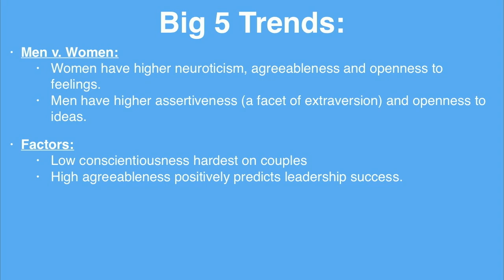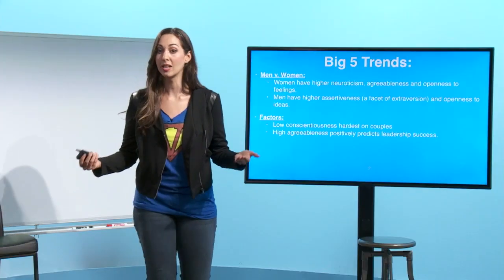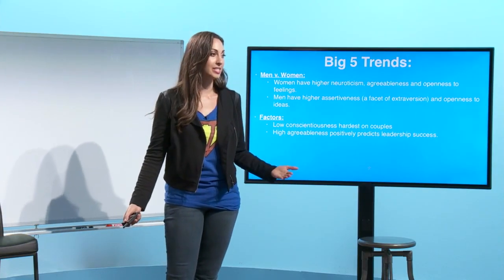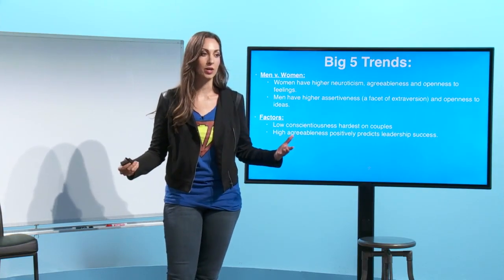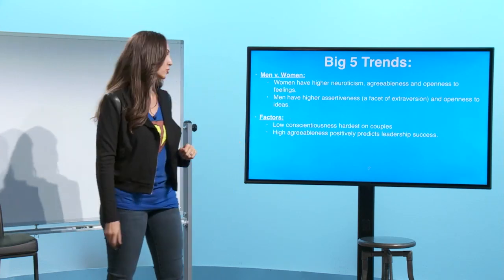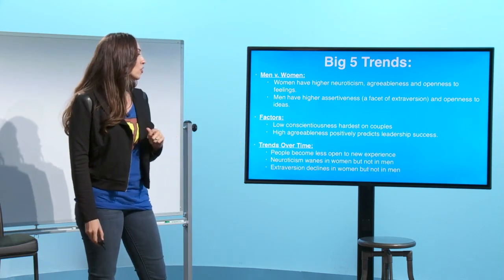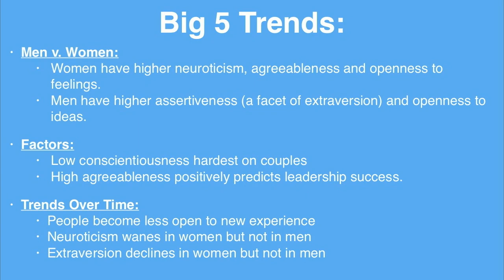High agreeableness positively predicts leadership success. So they've found that among leaders, the best leaders tend to be high in agreeableness. They tend to be awesome team players. That's why they're great at managing a team. They're very compliant, they're very trusting, and they tend to rise much faster. Trends over time, I think this is really fascinating. So over age, as we get older, people become less open to new experience.